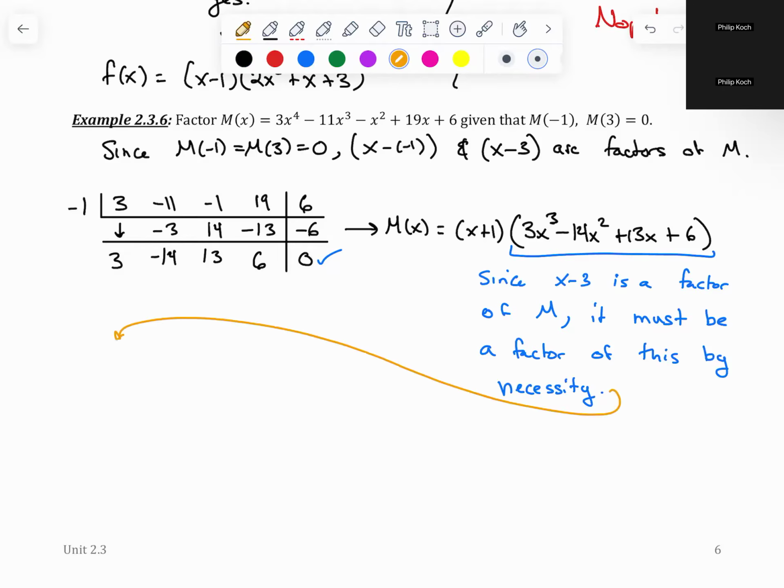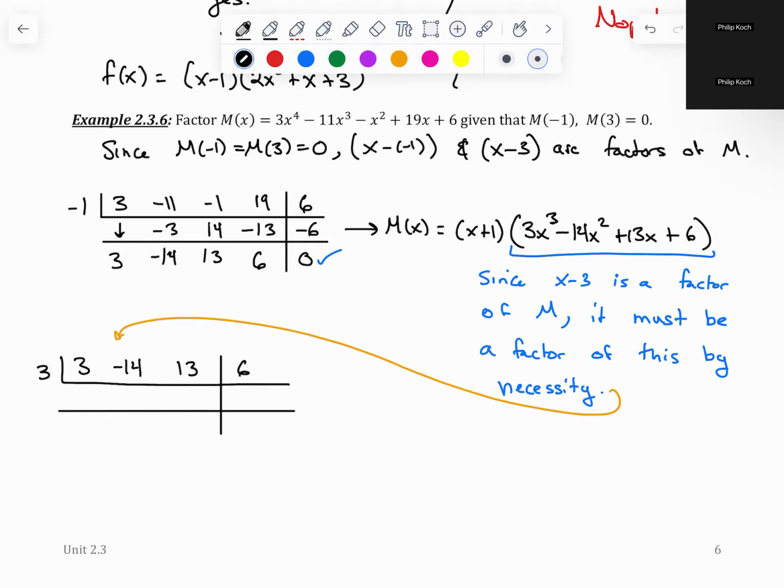So we'll take 3 and divide it into 3x cubed minus 14x squared plus 13x plus 6. All powers of x are present and accounted for, so we don't need to add any placeholders. And go ahead and take care of this synthetic division and then factor it. Because once you've done this, you'll be able to factor it completely. Well, actually, no, we'll do this one together. I realize there's a little more nuance that I need us to do.